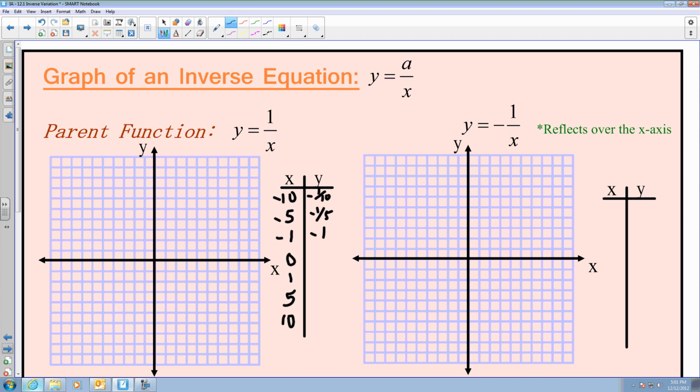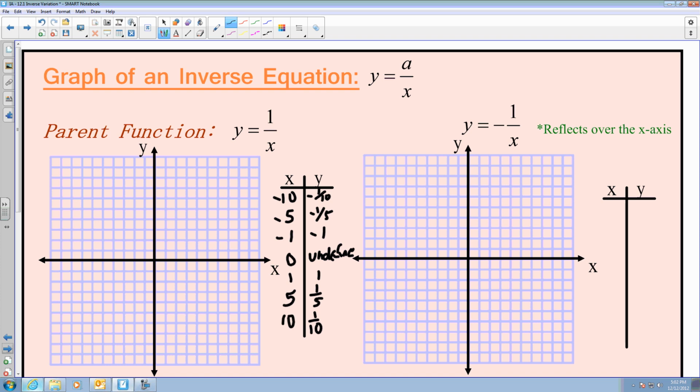Now if I were to take 1 divided by 0, if you put that in your calculator, you get an error symbol. So 1 divided by 0 is undefined, which is considered an asymptote, and I'll talk about that in a little bit. So now if I put in 1 for x, our y would be 1. If x is 5, our y would be 1/5. And if x is 10, our y would be 1/10.